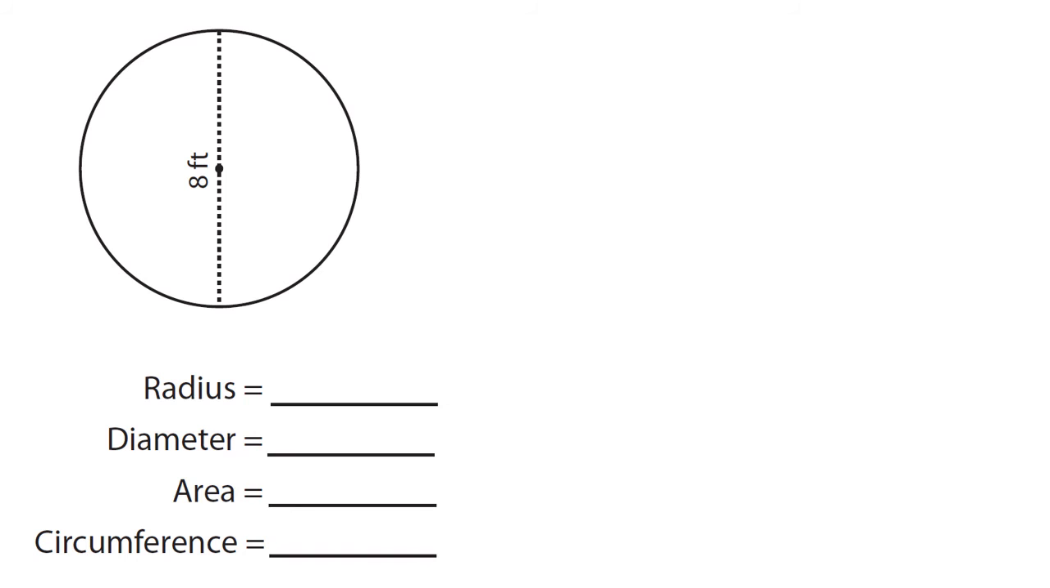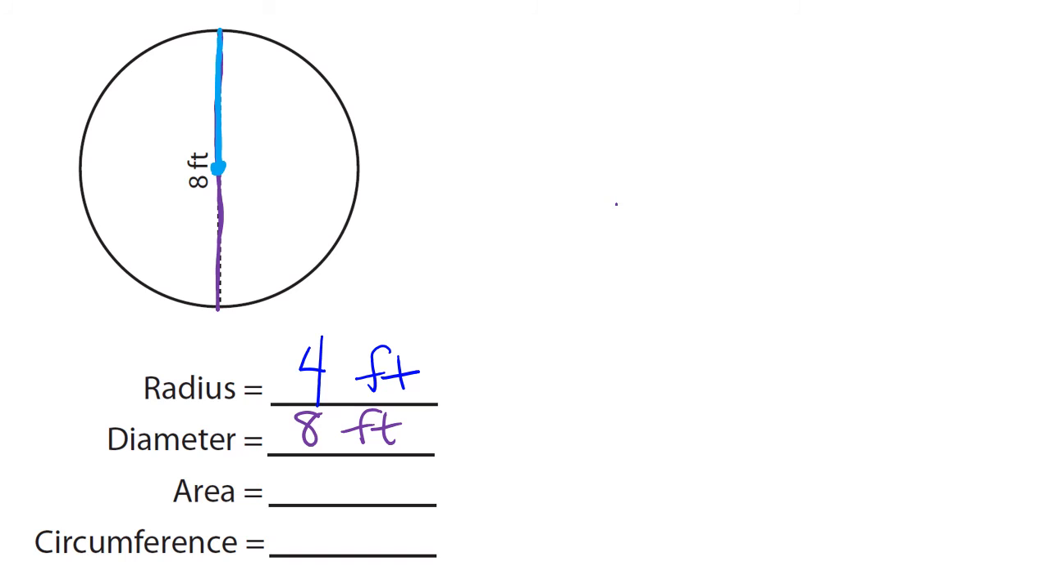Last but certainly not least, we have problem number 3. So we've got to figure out what information we have here. And so we're given the line going all the way through the circle, going through the center. We have our diameter is 8 feet. So let's go ahead and fill that in for diameter. But now we've got to figure out what the radius is. That's the center point going to the edge here. That's only half of our diameter. So we can say that the radius is going to be 4 feet.